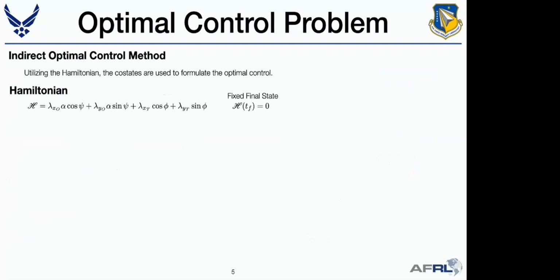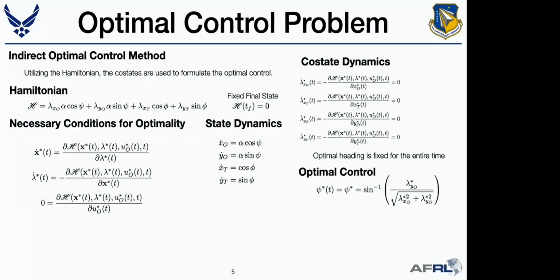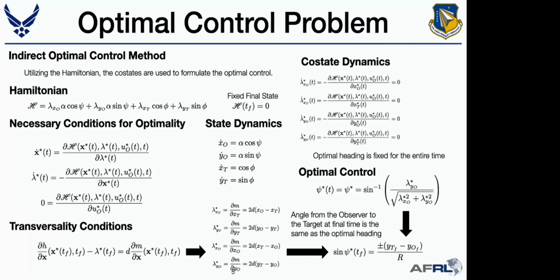To solve the optimal control problem, we begin with forming the Hamiltonian, which is the inner product of the co-states and equations of motion. Next, we formulate the necessary conditions of optimality, which come from the calculus of variations. Taking the partials, we obtain the state dynamics, co-state dynamics, and optimal control. Using the transversality conditions, we find that the angle from the observer to the target at final time is the same as the optimal heading.